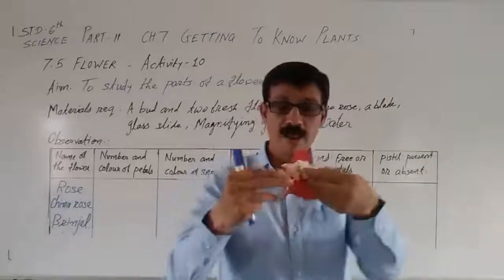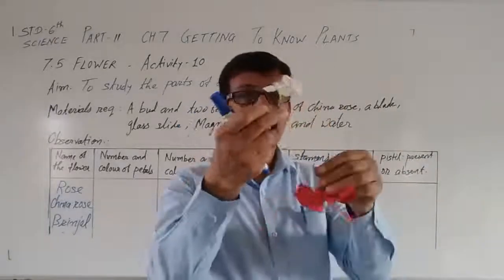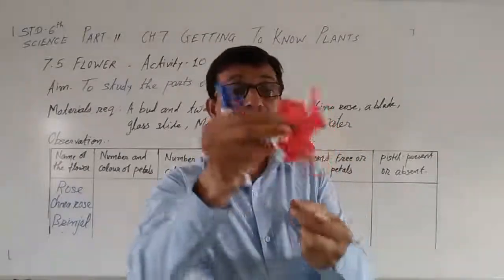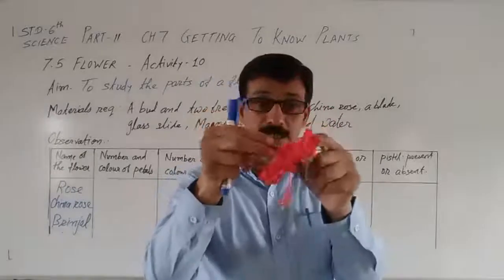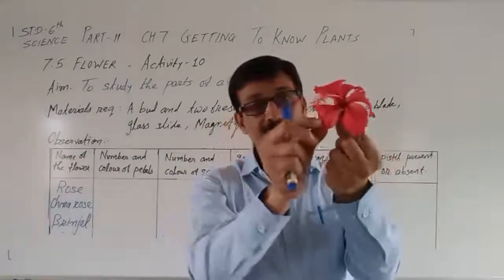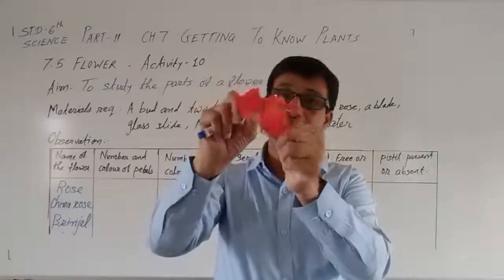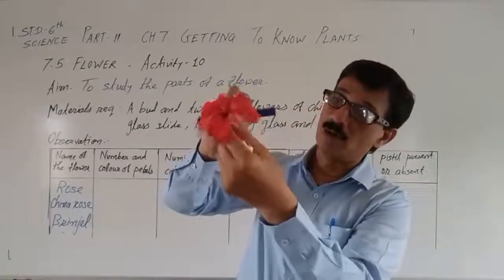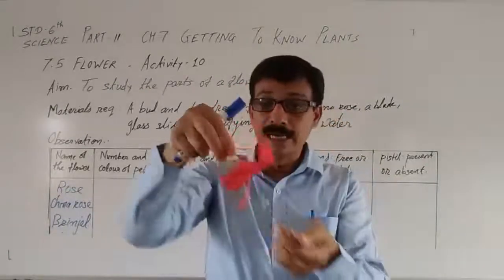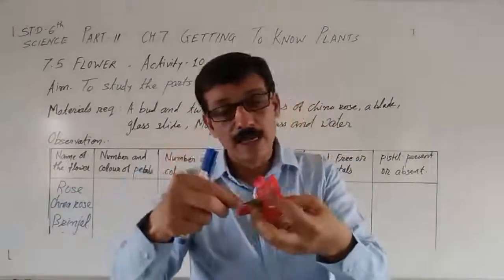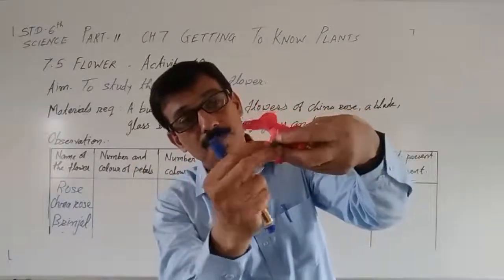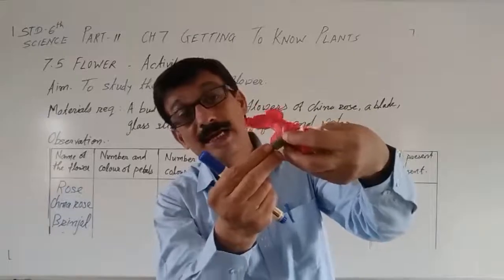This is one more flower with me, in which there are also some petals. See, this is China rose or hibiscus, in which this is red color, and all these petals are separate. Can you see all these petals are separate in this one? And let's see the sepals. Here you can see the sepals, this green part, and it is joined together.